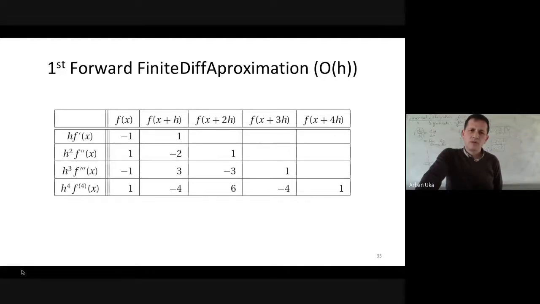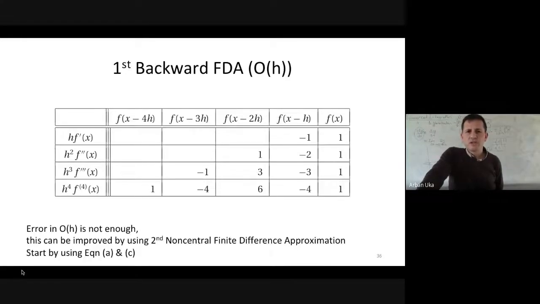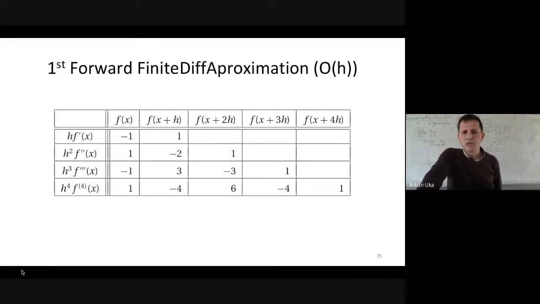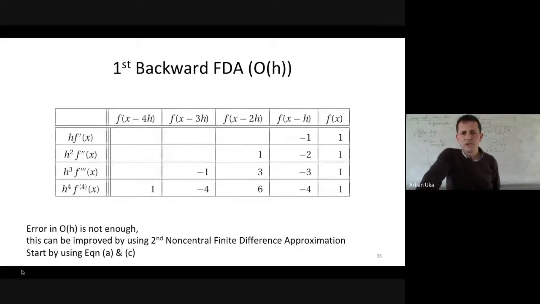Good. Now, because we cannot take the derivative at the endpoints, we define the forward and backward finite difference approximation. We solve this problem, but the error is very bad because it's O(h). So this is the forward finite difference approximation. This is the backward. You can notice the difference: the coefficients are moving to the left side, and we're using up to x minus 4h. Here we are using f evaluated at x plus 4h. Here it's minus 4h.